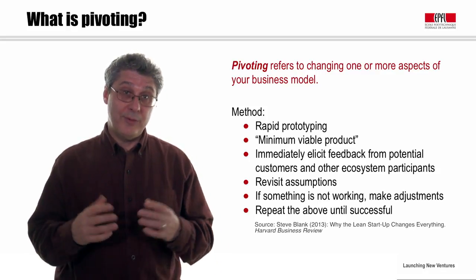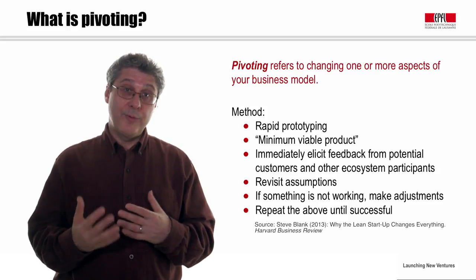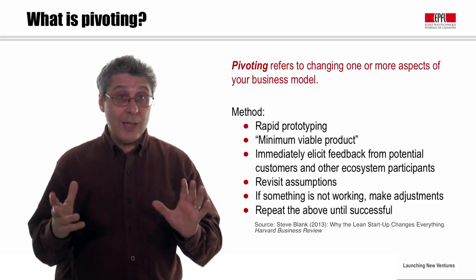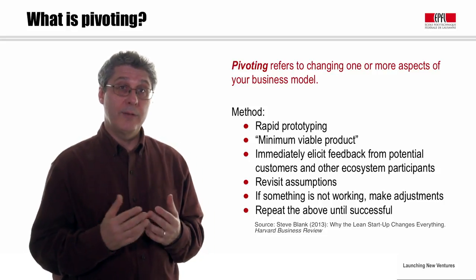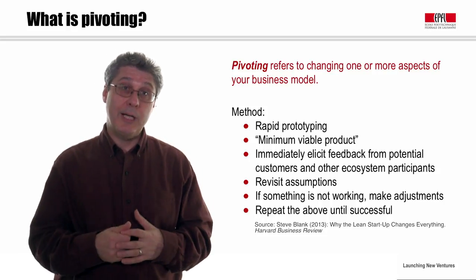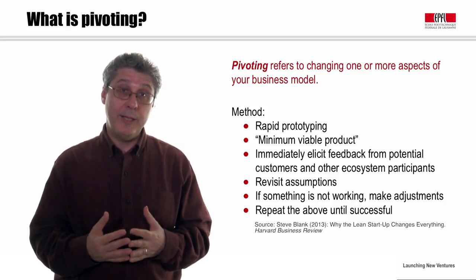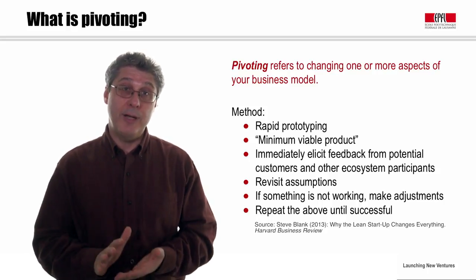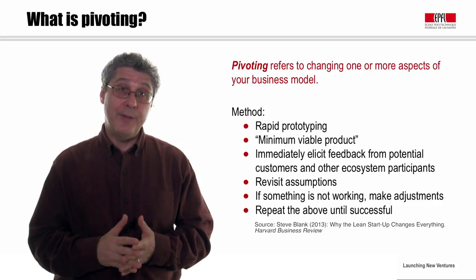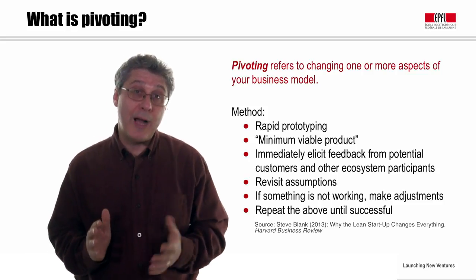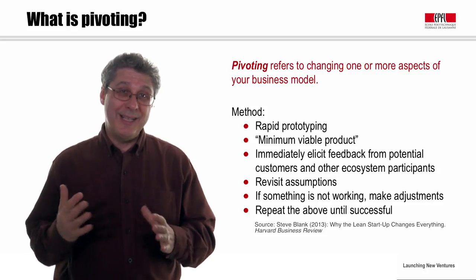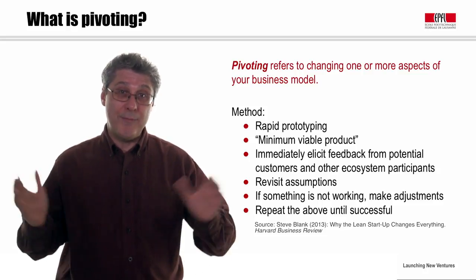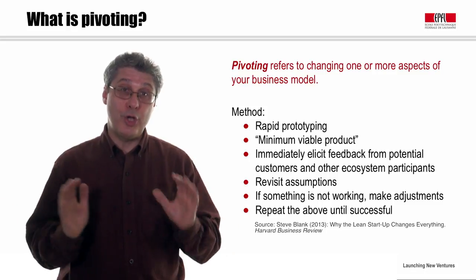Okay? Now, certain schools of thought say that you should use the following method for pivoting. And here what you have is rapid prototyping. So you want to come up with something relatively quickly that you can show and demonstrate to other people. And that might lead to a so-called minimum viable product. Minimum viable product basically means it's the smallest unit that you need to have, no extra bells and whistles, that you can show.